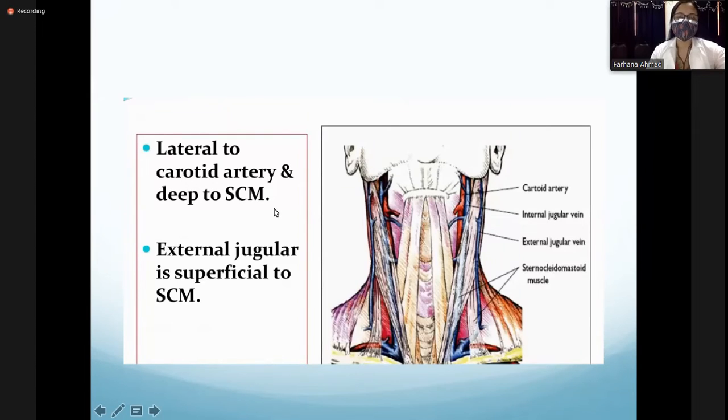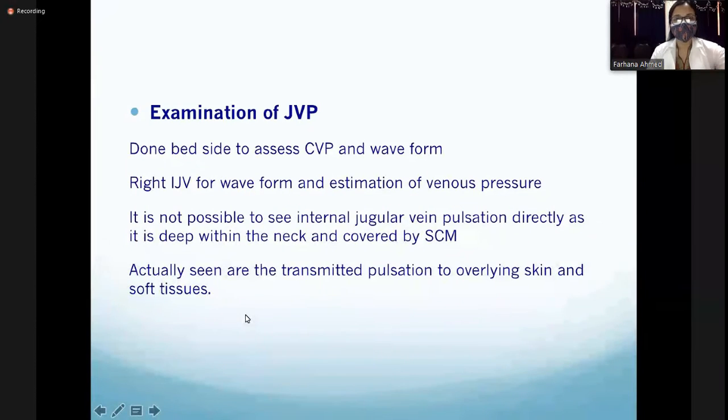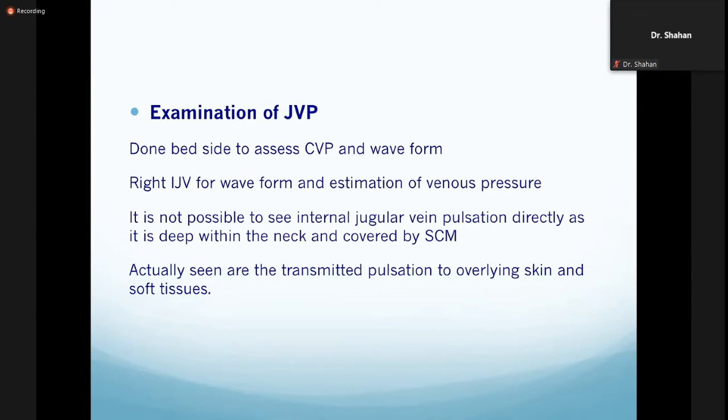Anatomically, the internal jugular vein lies lateral to the carotid artery and deep to the sternocleidomastoid muscle, whereas the external jugular vein is superficial to the sternocleidomastoid muscle. We usually do the assessment of central venous pressure by assessing the change of pressure and waveform in the right internal jugular vein.